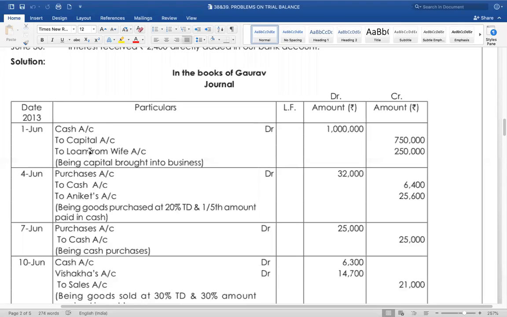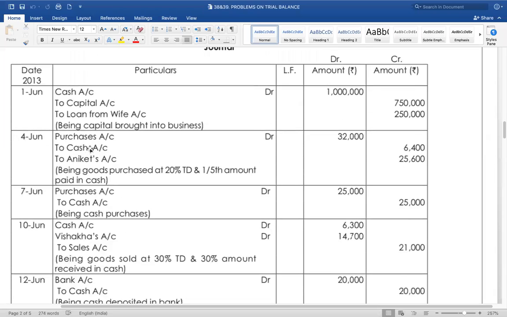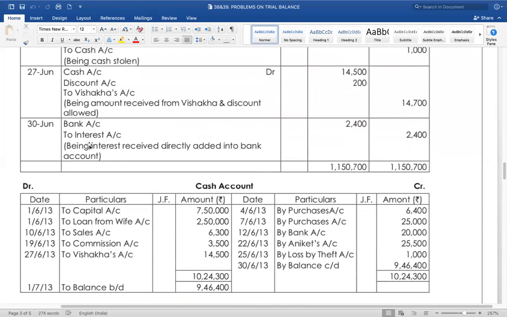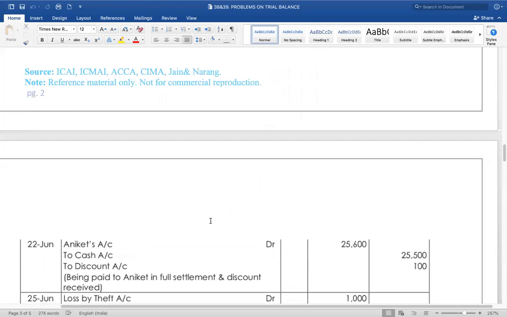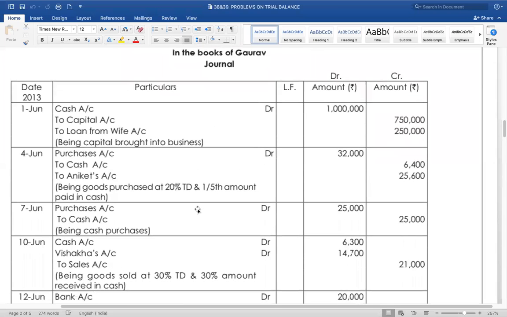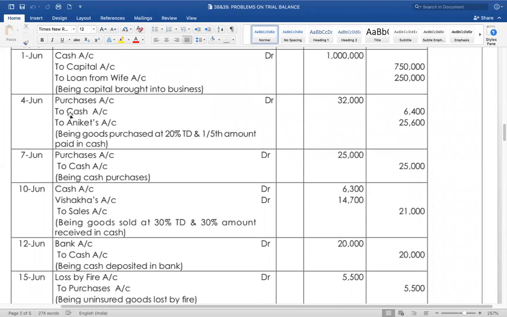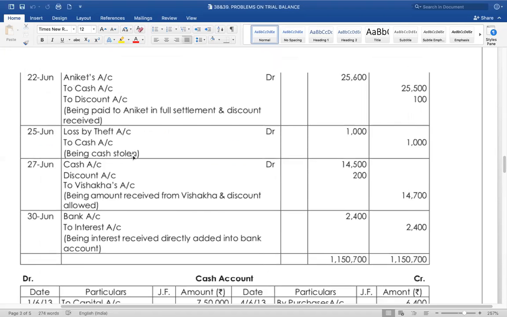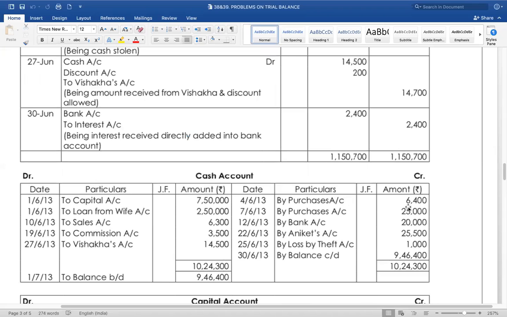Cash to capital and loan from wife. Cash account debit, to capital 750, to loan from wife 250. Go on checking for cash. Scan through and check for cash. Yeah, here is a cash, 6,400. Now, this is debit, this is credit. By purchases 6,400.